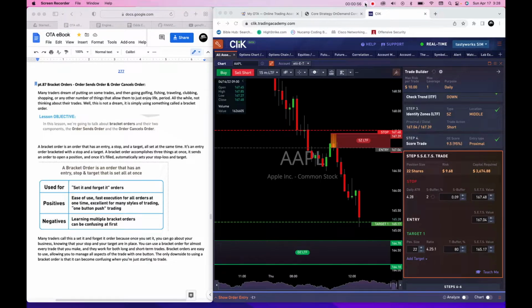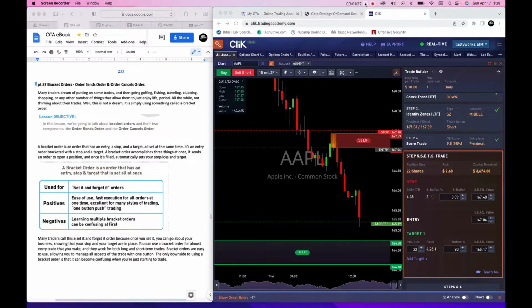target. Many traders call this a set it and forget it type of order because once you set it, you can go about your business knowing that your stop and your target are already in place. You can use a bracket order for almost every trade that you make, and they work for both long and short-term trades. Bracket orders are easy to use, allowing you to manage all aspects of the trade with one button.